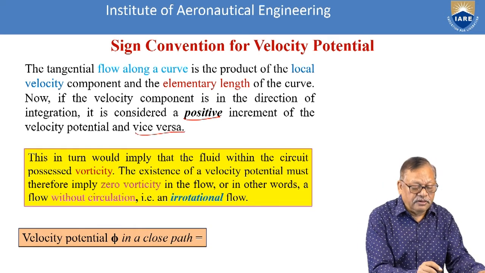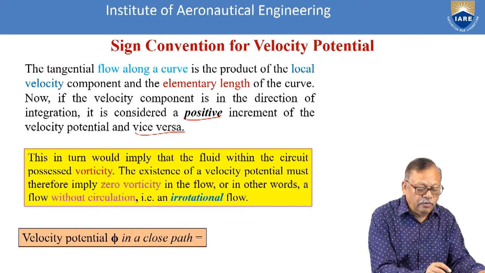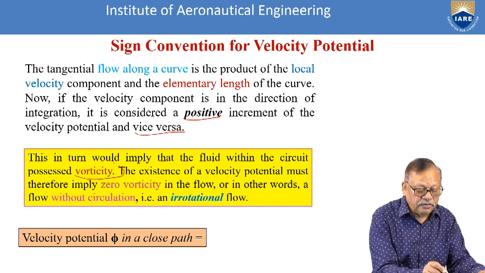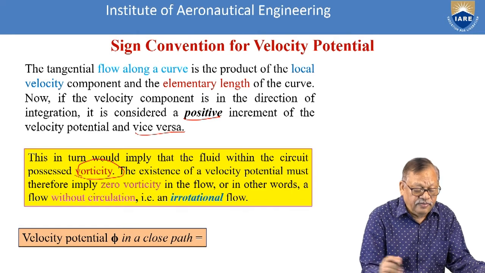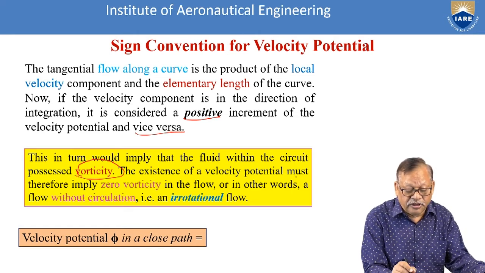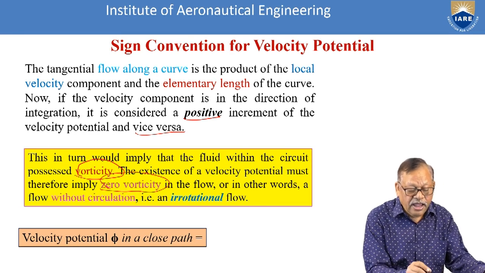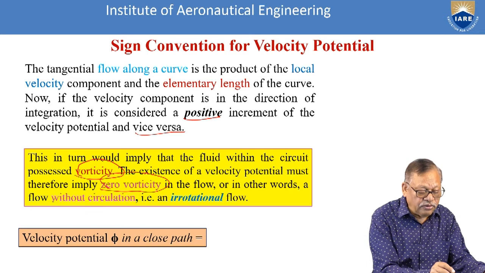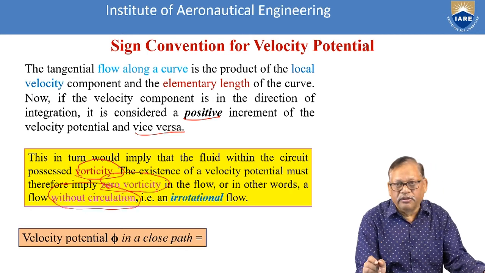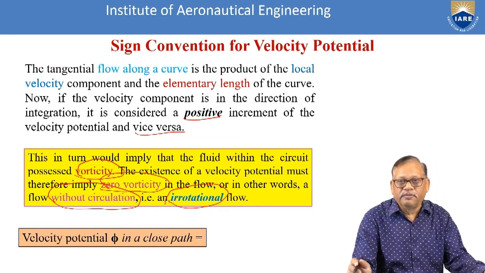So a non-zero value would imply that the fluid within the circuit possesses vorticity. So what is vorticity? A new word is coming, that we will talk about later. The existence of the velocity potential must therefore imply zero vorticity. In other words, the flow without circulation, or the flow is an irrotational flow.